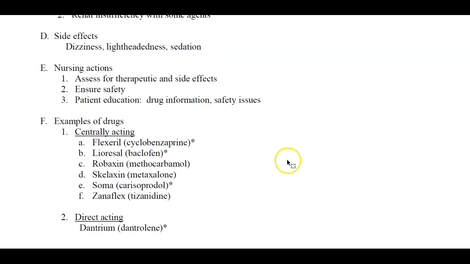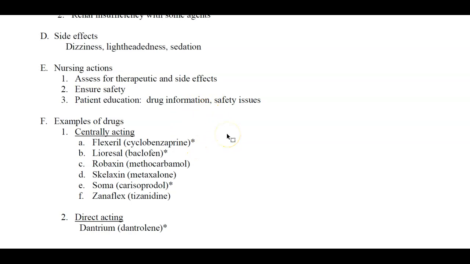Examples of drugs under this class. So we have centrally acting or direct acting. Centrally acting drugs that you have to remember include cyclobenzaprine or Flexeril, baclofen or Lioresal, and carisoprodol or Soma. The most common muscle relaxant that you may actually encounter, especially in the outpatient setting, but even in the acute care setting, is cyclobenzaprine or Flexeril.